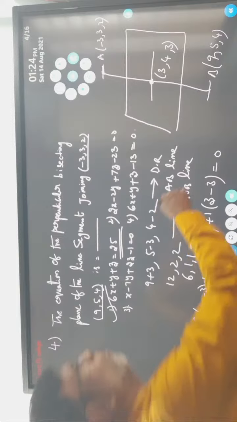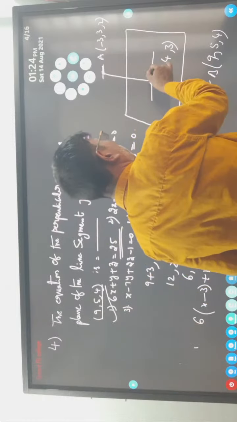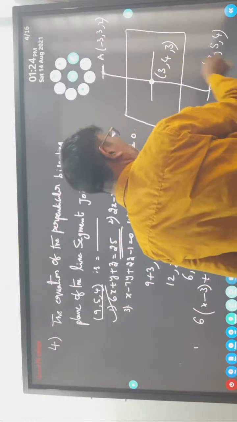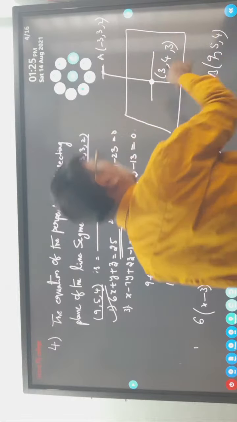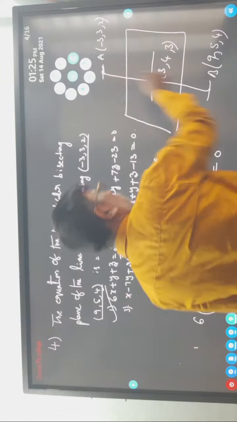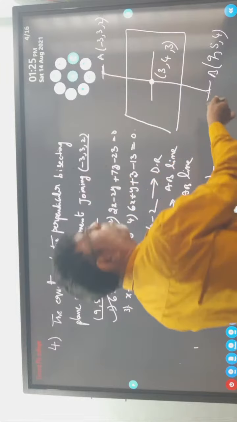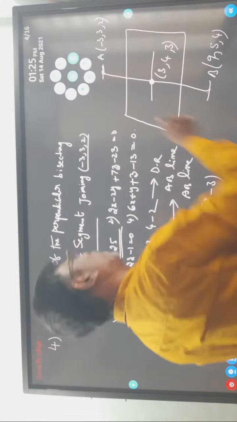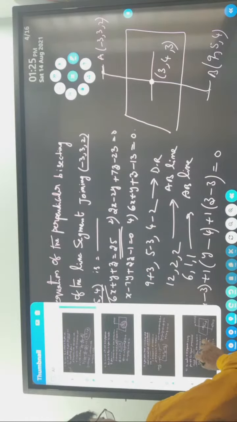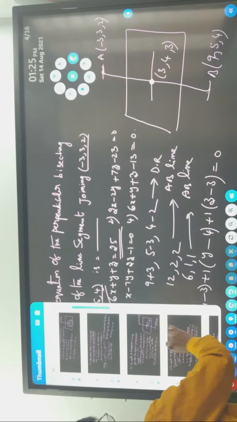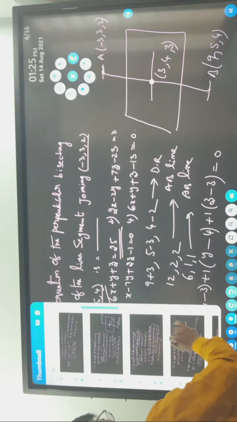So the midpoint of AB we have to find out: (minus 3 plus 9) by 2, (3 plus 5) by 2, (2 plus 4) by 2. The midpoint lies on the plane, and the DRs of AB are nothing but the normal DRs. We have to find out the equation. Now let me explain another question.